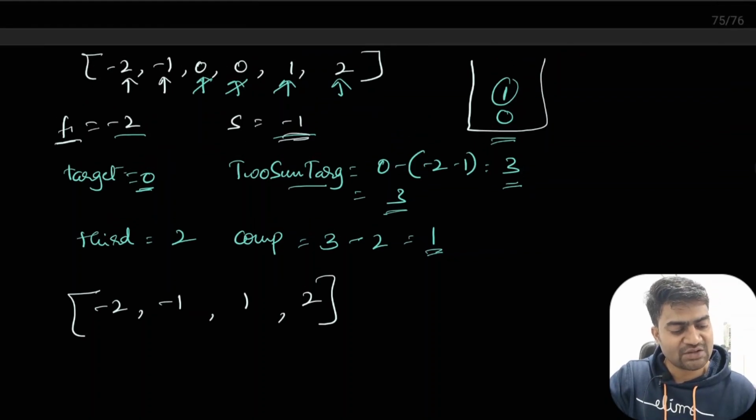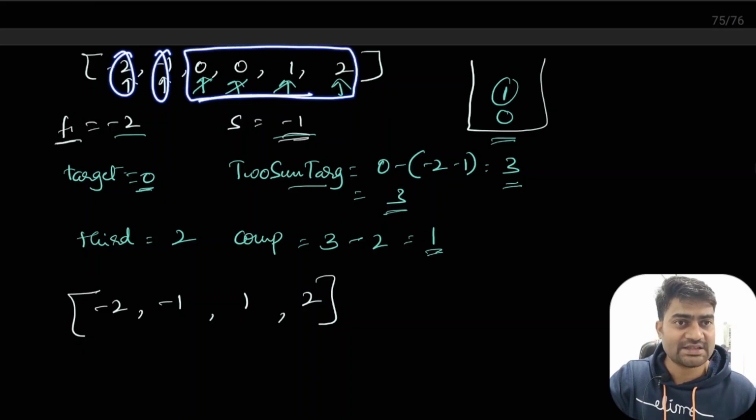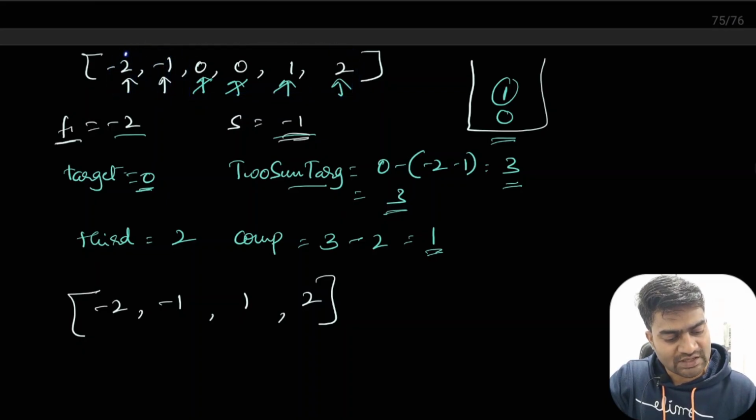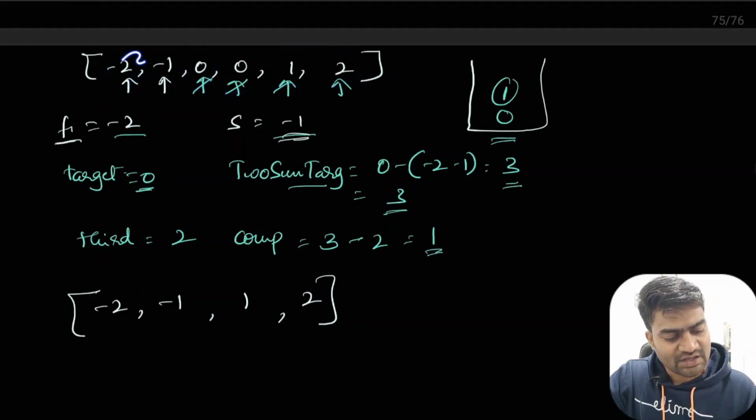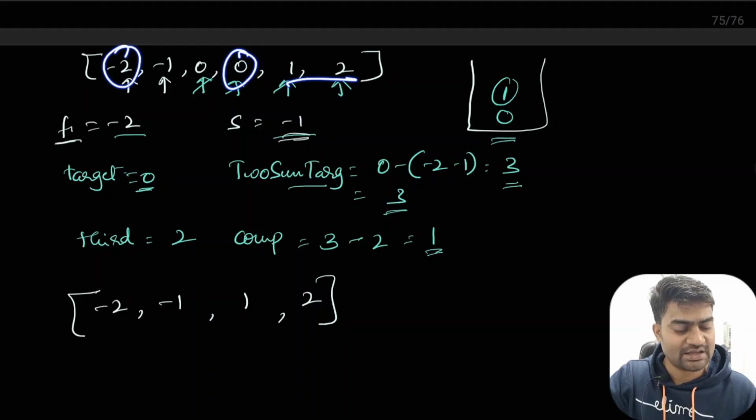If you continue the same way, you will get all the quadruplets. First we fixed the first number and second number, and then we considered the rest as our two sum problem and tried to solve it. Next we will consider this as the first number, this as the second number, then we will try to find the solution for the two sum problem. Then we will consider this and try in the remaining numbers.